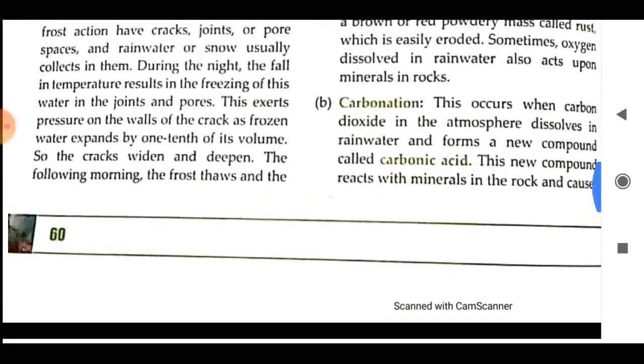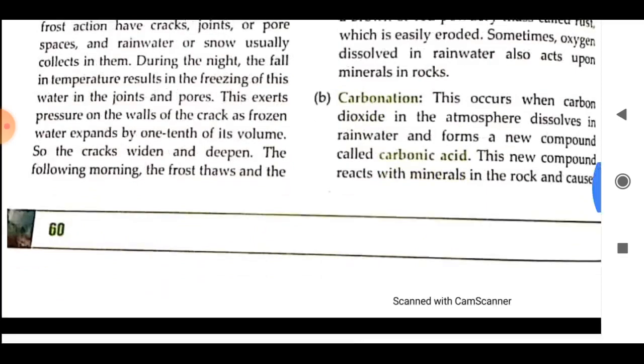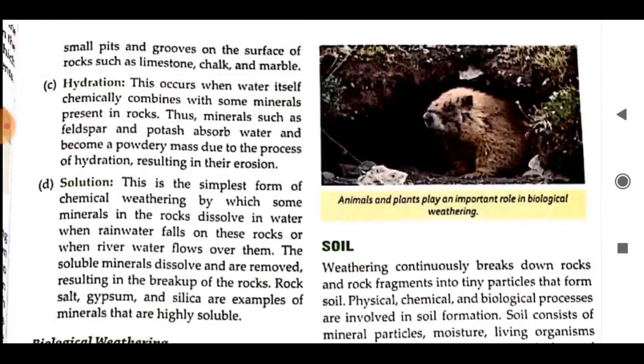Next, carbonation. This occurs when carbon dioxide in the atmosphere dissolves in rainwater and forms a new compound called carbonic acid. This new compound reacts with minerals in the rocks and causes small pits and grooves on the surface of rocks such as limestone, chalk, marble.